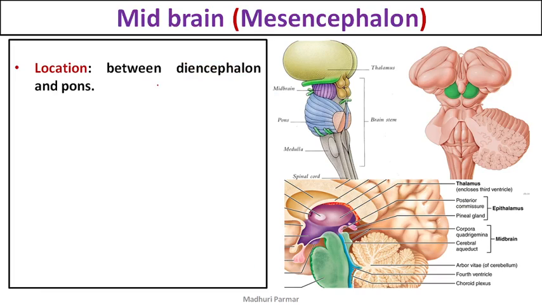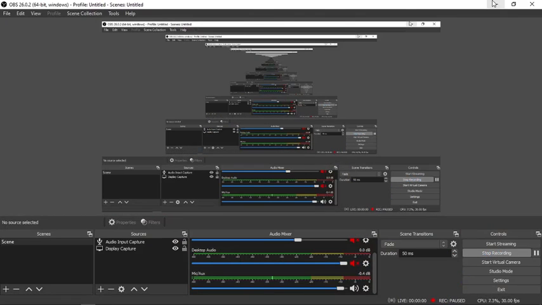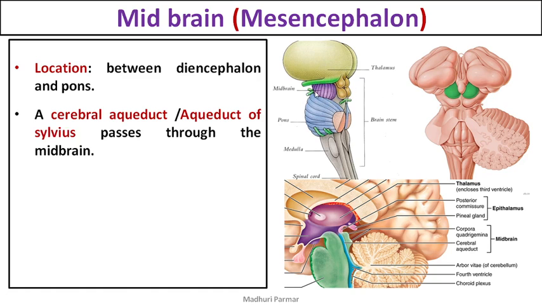Chalo. So midbrain is known as mesencephalon. The location is between the diencephalon and pons. So here, this is your thalamus, egg-shaped. And beneath this egg-shaped thalamus, you have this midbrain. Remember, thalamus is also part of your diencephalon. So here you have thalamus, then you have hypothalamus, and then you have this midbrain.